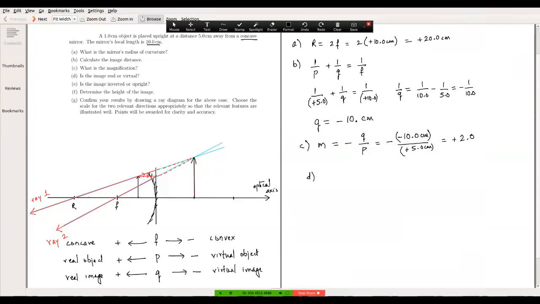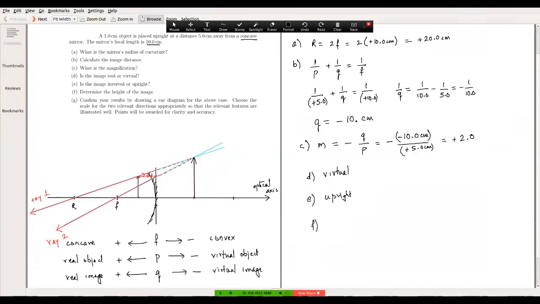D, is the image real or virtual? Image distance came out to be negative, so it's virtual according to our sign convention here. Virtual image means it should be negative. Okay. Part E, is the image inverted or upright? The magnification came out to be positive, that means it will be upright. The positive magnification means it's upright. Negative means that it's an inverted image.